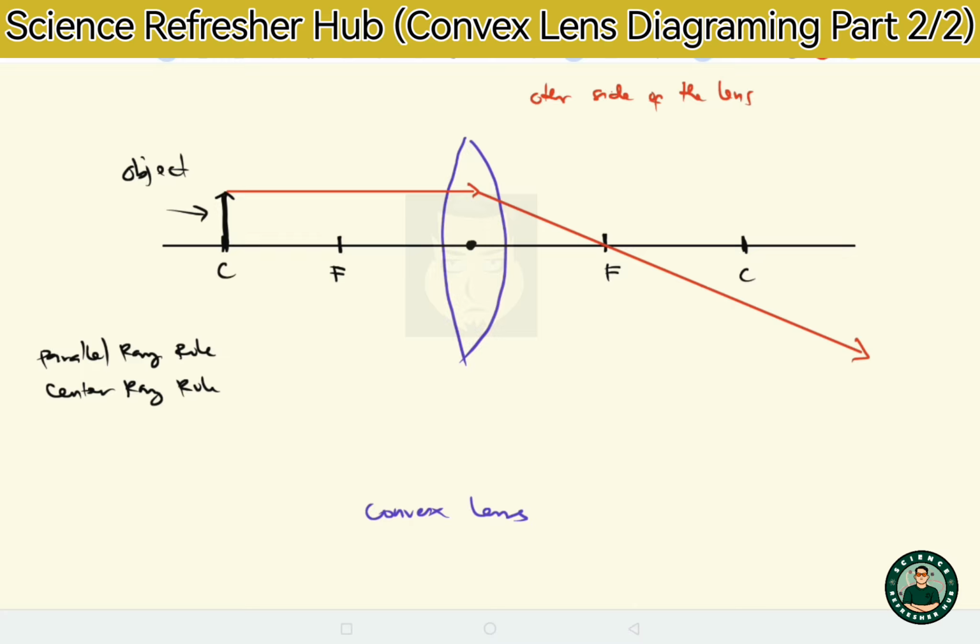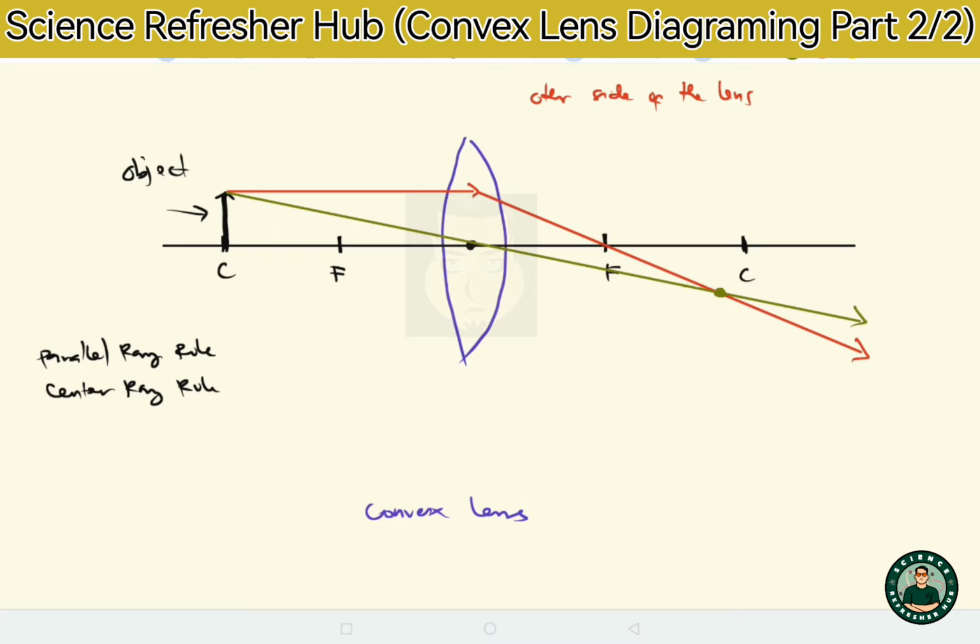Next is the center ray rule. In the center ray rule, no refraction, no bending. If the light ray passes through the center of the lens, it will move straight. Okay, all right, let's do it. And this point here, that is where our image will form.